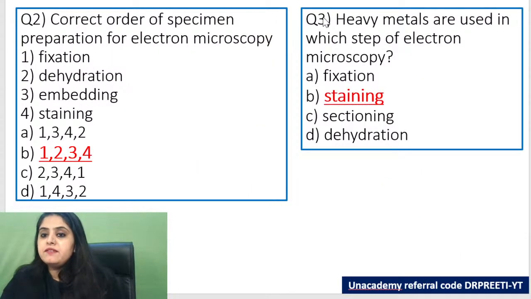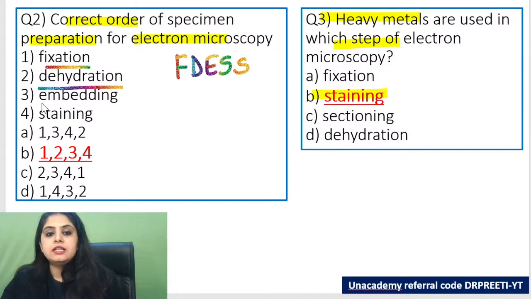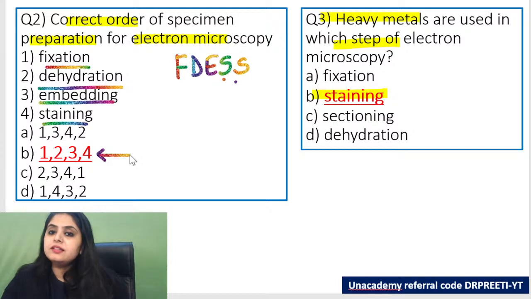I asked you, heavy metals are used in which step? Did we just study uranyl acetate or lead citrate? Heavy metals are used in staining. Got it? So we know that. Okay. Then I told you what is the correct order for specimen preparation. So all that you had to remember was FDESS. So fixation, then dehydration, then embedding, and then you have sectioning and staining. So over here, the correct answer for me was 1, 2, 3, 4. That is clear up till now.